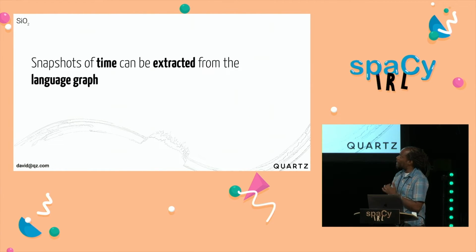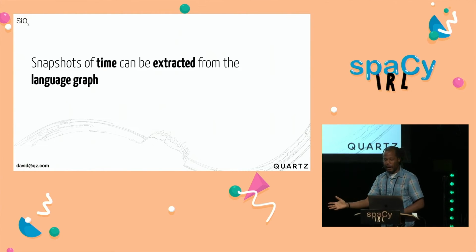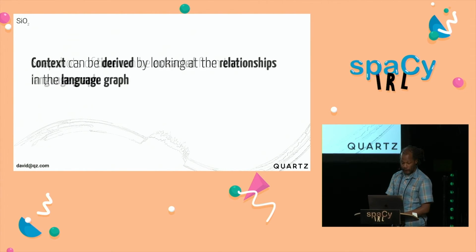Again, snapshots of time can be extracted from the language graph so that you can say, give me everything in 2018 and get a whole bunch of data from there. Give me what happened on this day. We'll be able to roll back a model and say, let's do the model for this day and what happened on this day to analyze the content on this day. And so in that way, context can be derived by looking at the relationships also within the language graph.